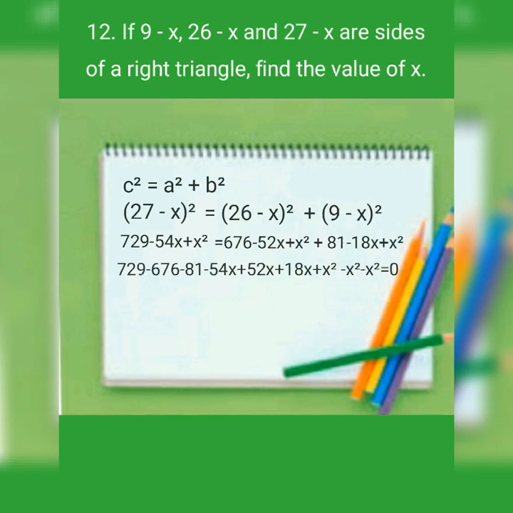Combining like terms, we have x squared minus 16x plus 28, whose factors are x minus 14 and x minus 2. But we can only use 2 as the value of x, since 9 minus 14 is equal to negative 5.